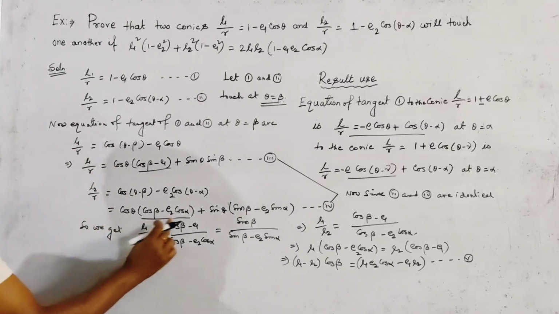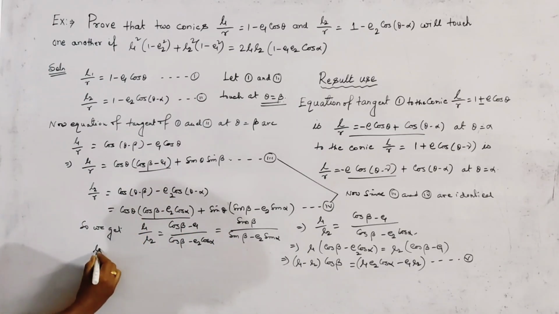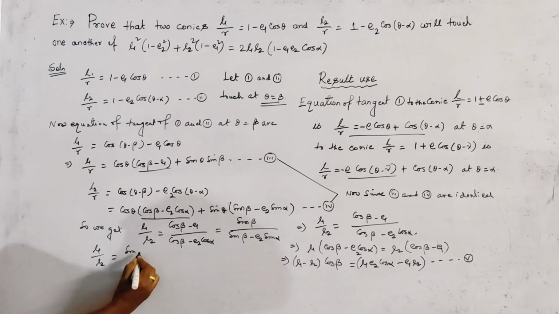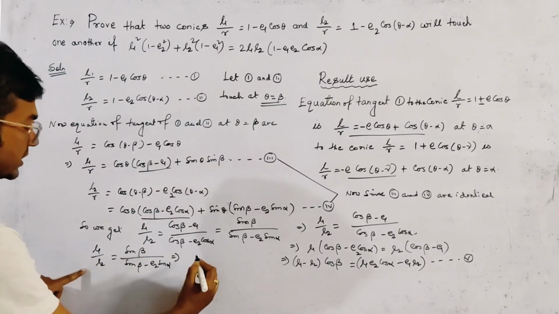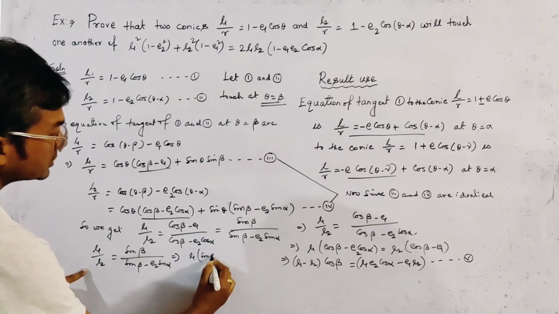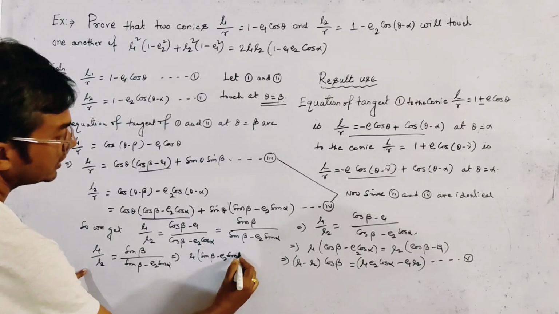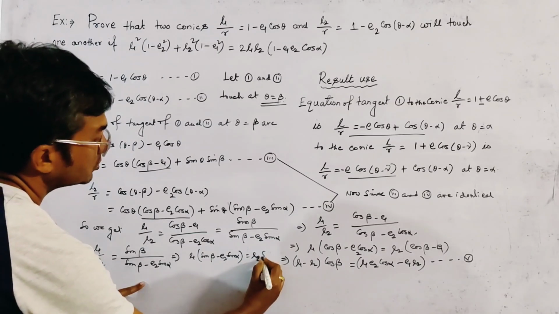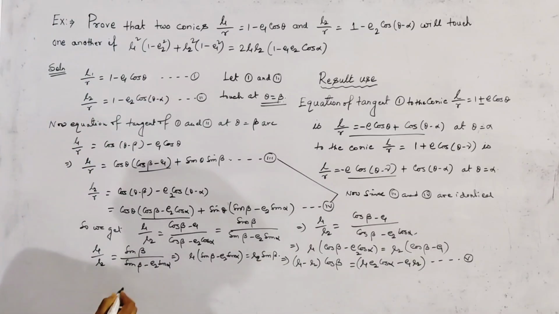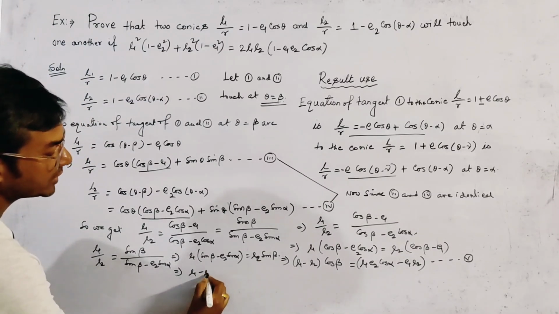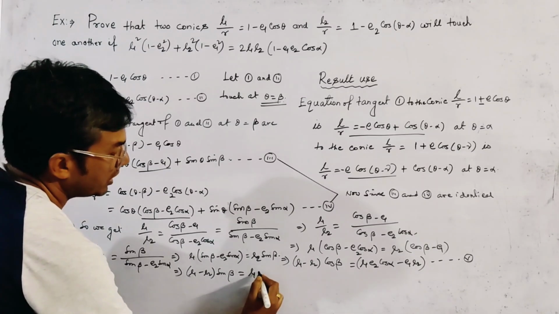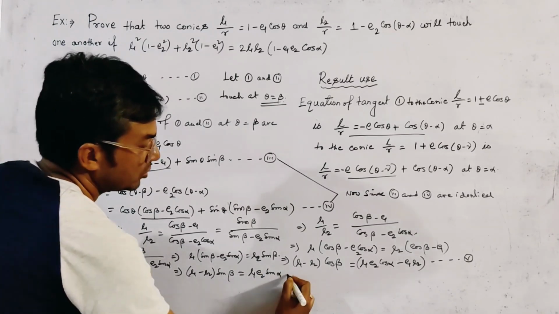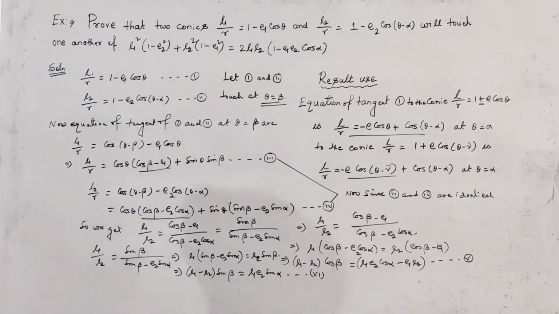Now from the first and last fractions we get L1 by L2 equal to sin beta over sin beta minus E2 sin alpha. By cross multiplication we get L1 into sin beta minus E2 sin alpha equal to L2 sin beta, and from this relation we get L1 minus L2 into sin beta equal to L1 E2 sin alpha. We name this relation number 6.